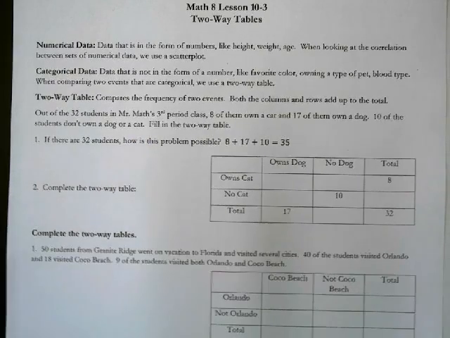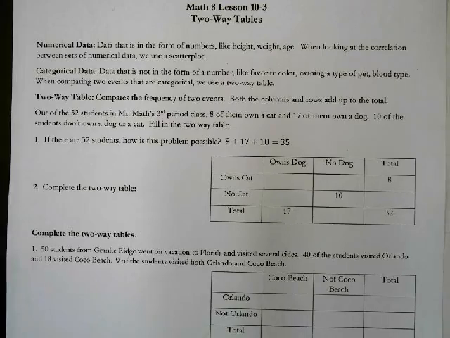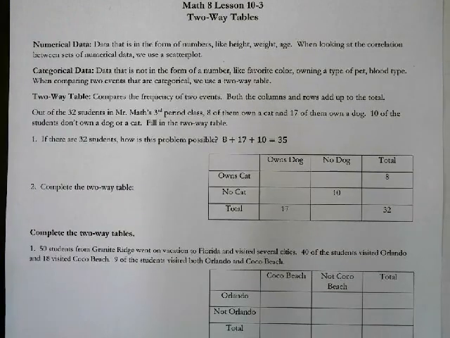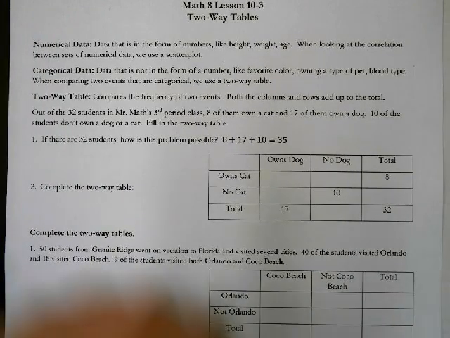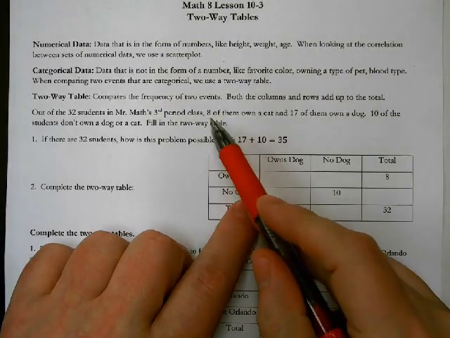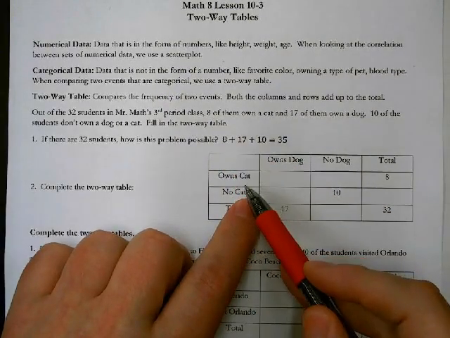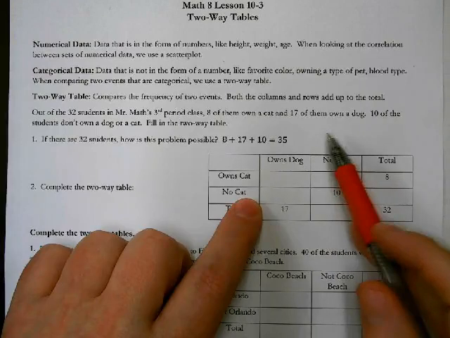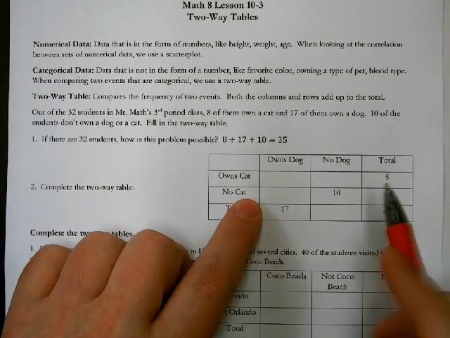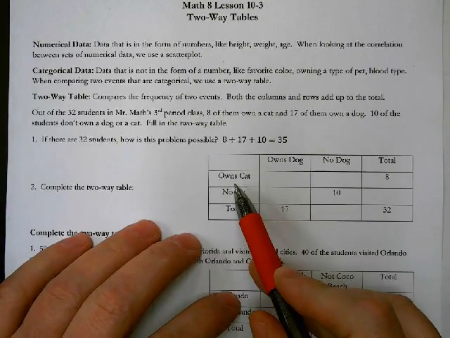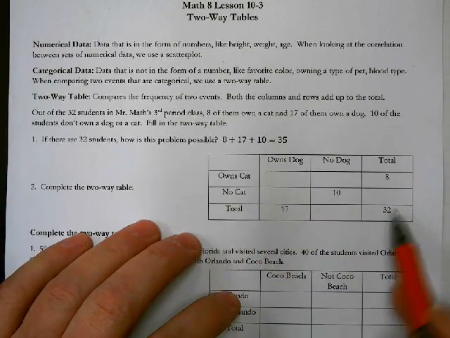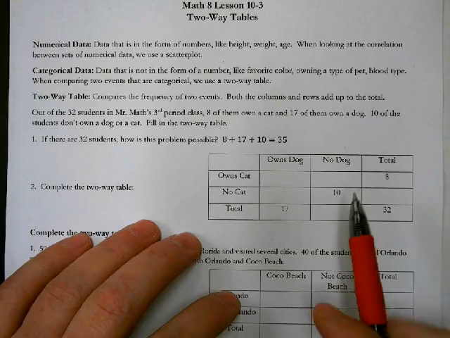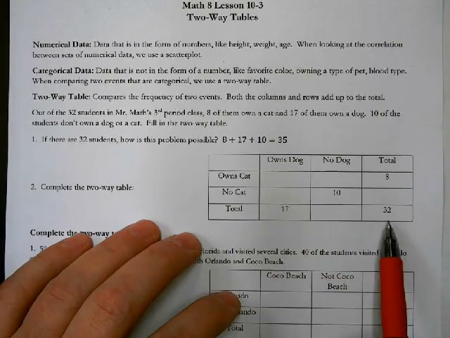Owning a cat is not a number. It's a category. You either own a cat or you don't. Owning a dog, not a number. It's a category. Now, we do have numbers, but this is how many own a cat. The cat itself is not a number. This is how many own a dog. The dog itself is not a number. The nice thing about these tables is they add up side to side and up and down. So here we've got 3 numbers so far, and then our grand total of 32.